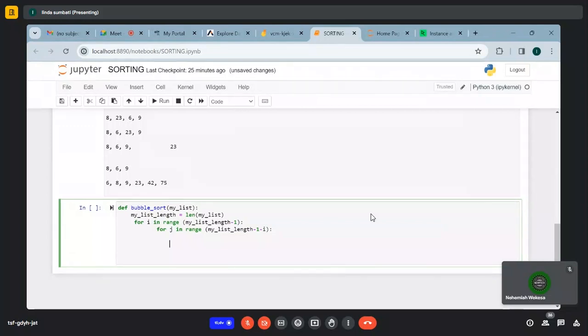The jth comes in to check: is it sorted or not, is it greater than or not? So we have to bring in our condition: if my list j is greater than my list j plus 1, what do we do? You swap. Did you say we swap or we don't swap when it's greater than? We swap, exactly.